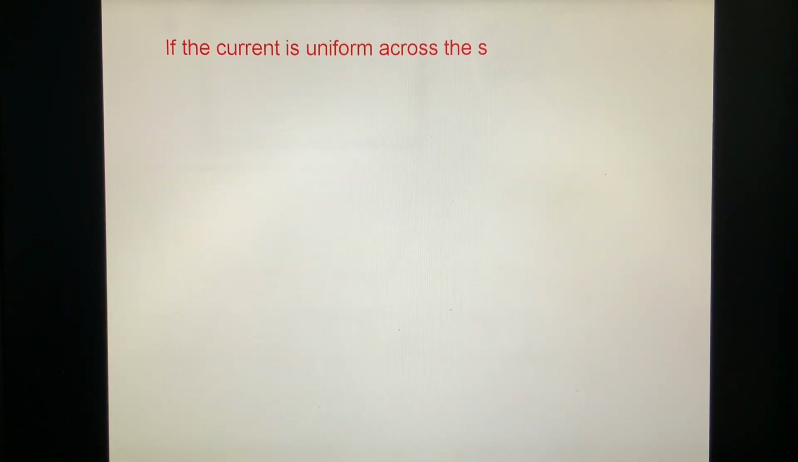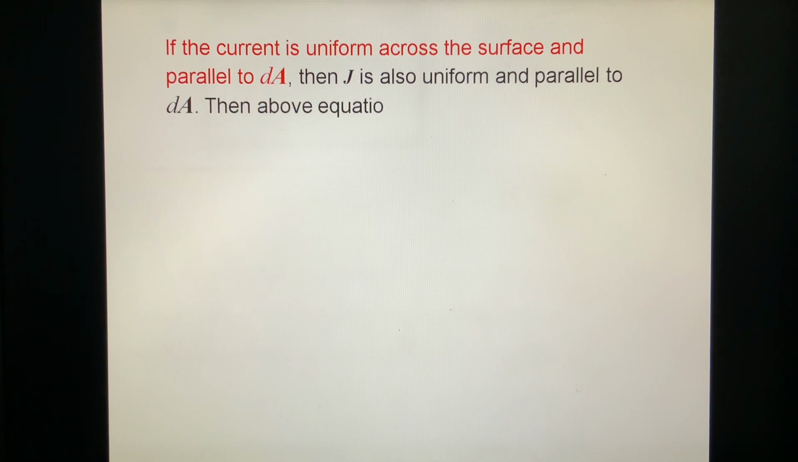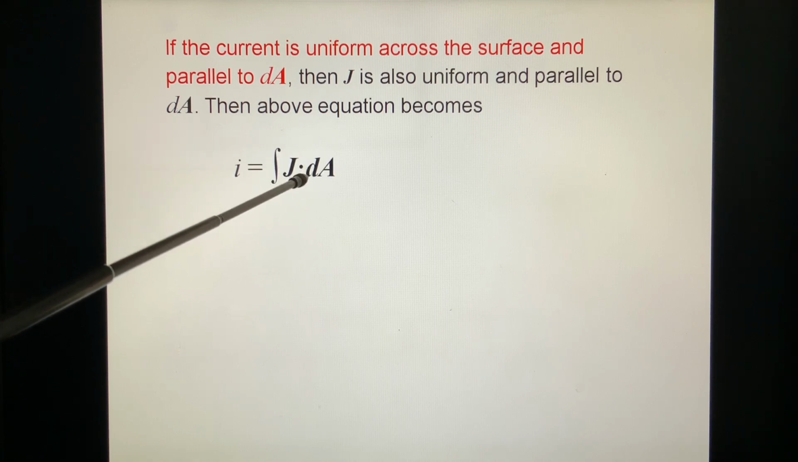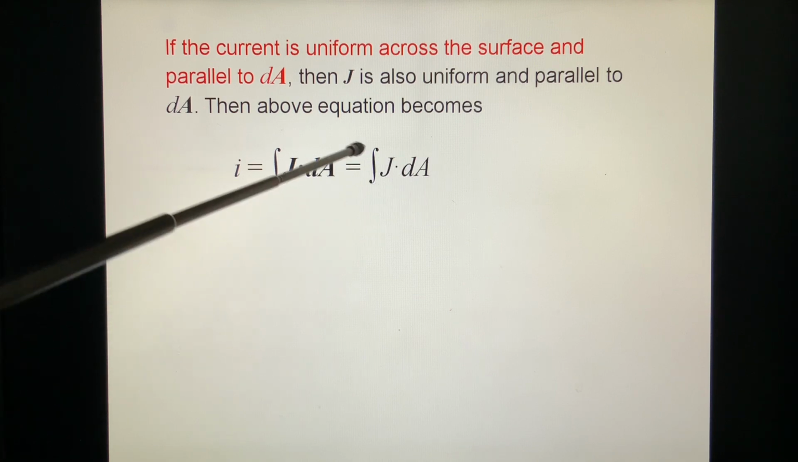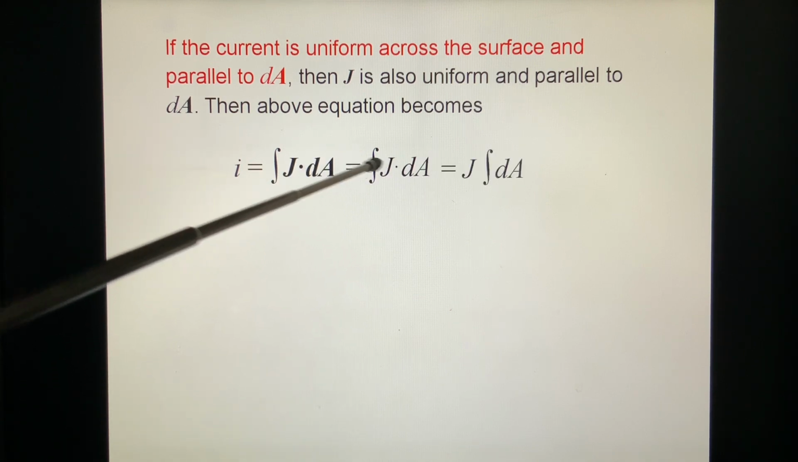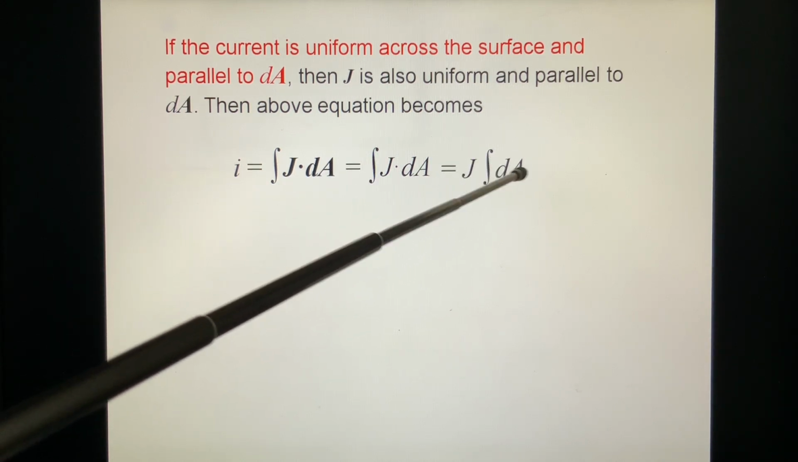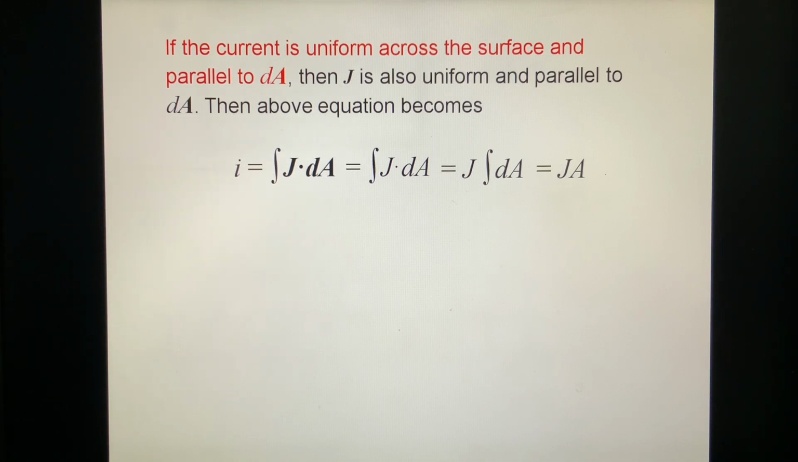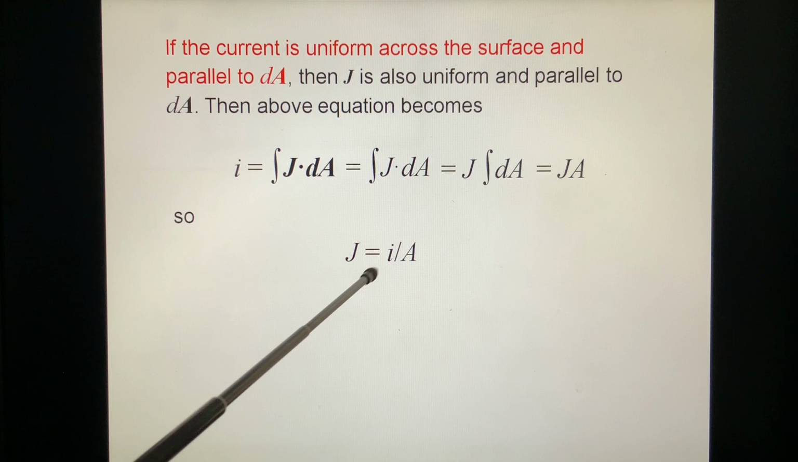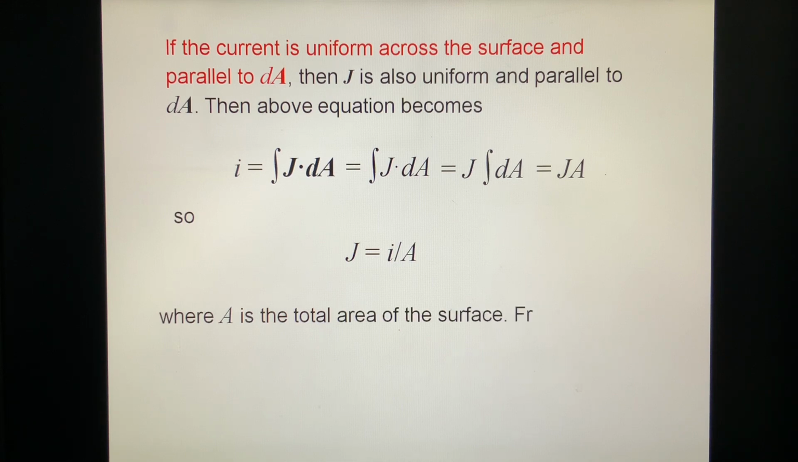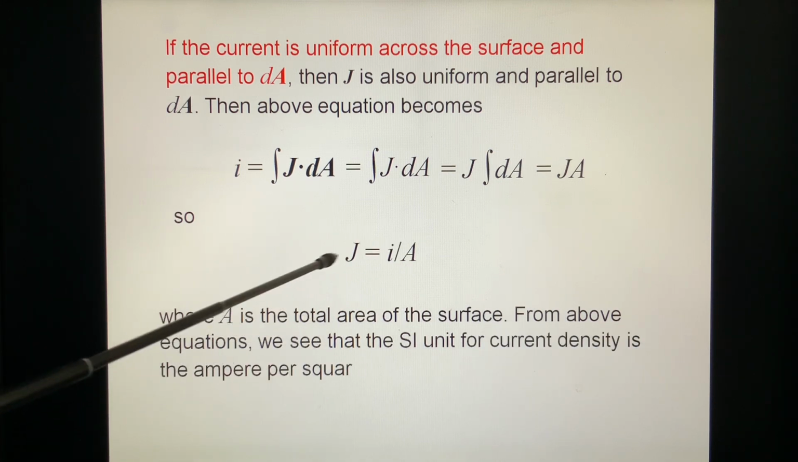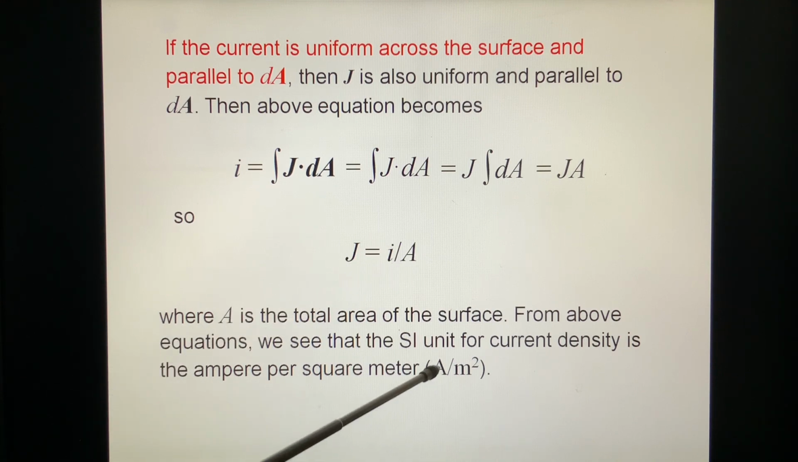If the current is uniform across the surface and parallel to dA, then J is also uniform and parallel to dA. Then the above equation becomes J dot dA equals J dA, because they're parallel. Inside the integration, J is constant, so take it out. Integrating dA, you get A. So this is a uniform situation. So J equals I over A. This is the magnitude, where A is the total area of the surface. From the above equation, we see that the metric system unit of current density is ampere per square meter.